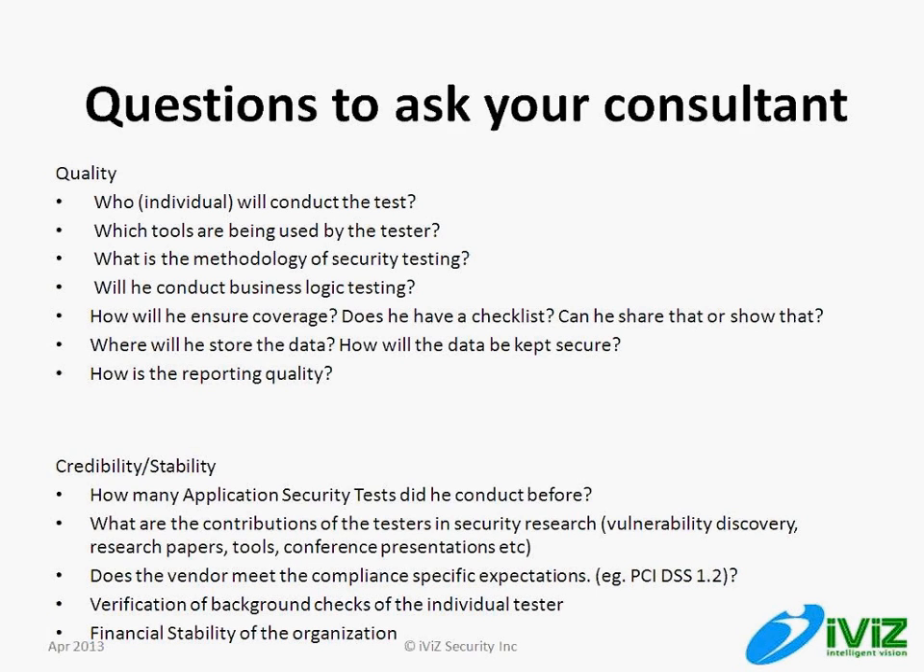Number 1, false positive. Number 2, business logic or logical vulnerabilities. That's the vulnerabilities which automated scanners miss, or the coverage. So I'll say false positive and coverage. These are the 2 main factors. So I'll give you an example, and this is the example from IVIS.